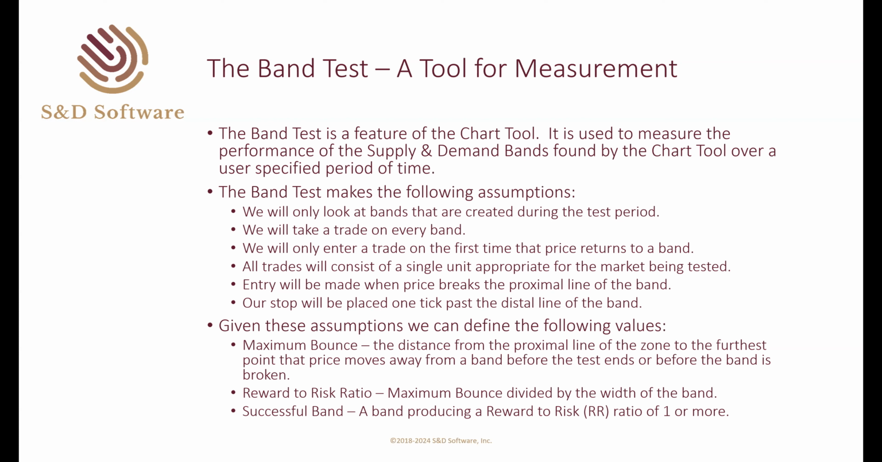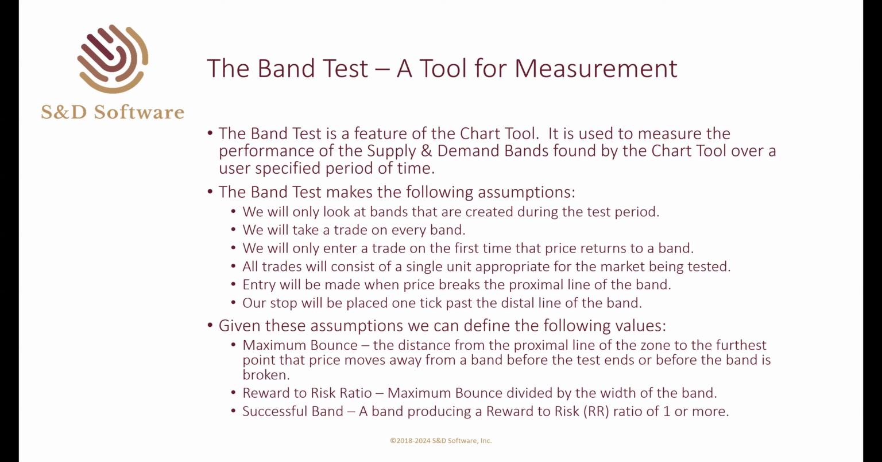But if we were not to take into account prior bands like that, then we would potentially have a new band being generated, and that would not normally be the case. So we're going to be looking at bands that are created during the test period. The bands that are created during the test period will be affected by bands from prior to the test period.